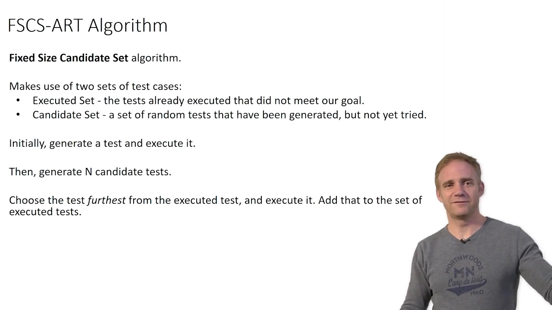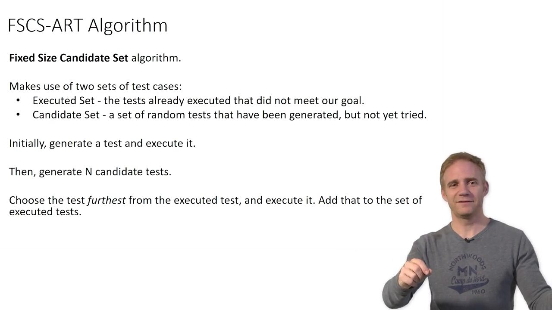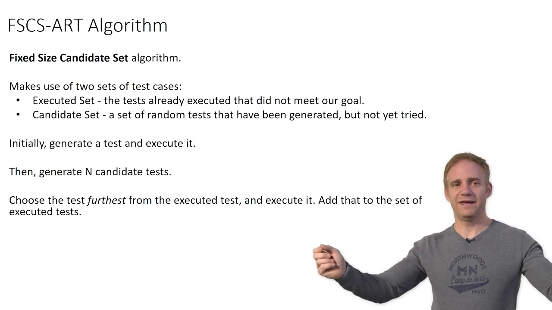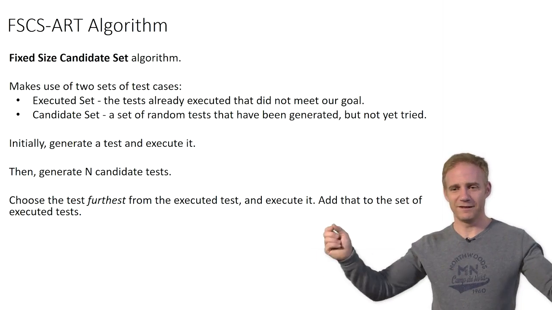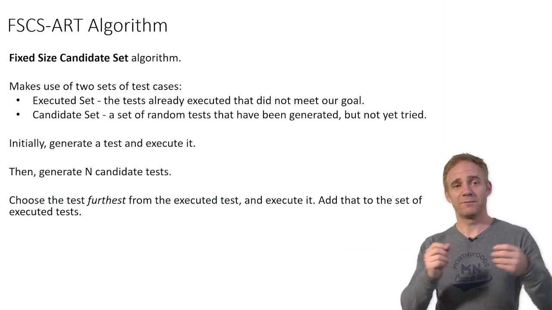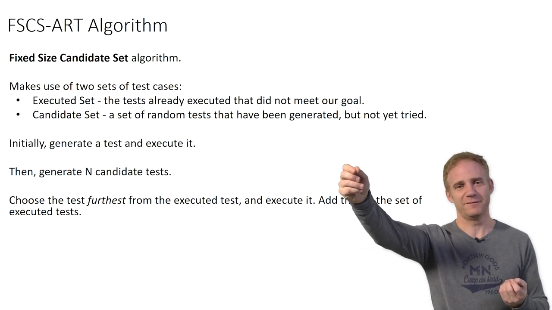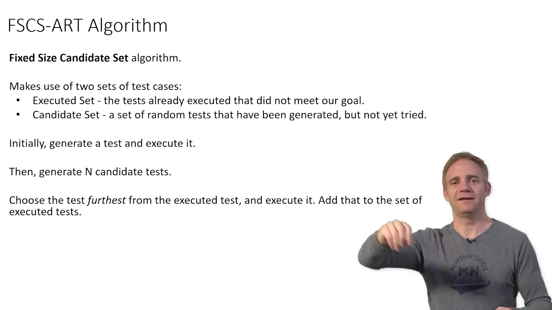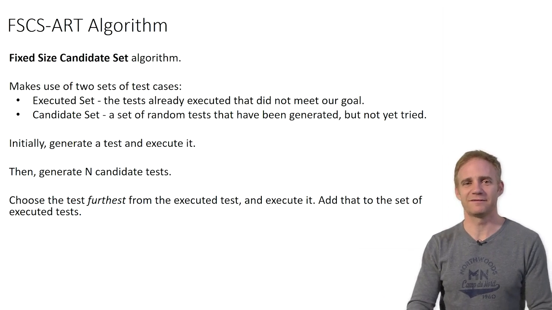So what we're going to do is generate a test and execute it, then generate n candidates. So just randomly as we would with the regular random approach. And we're going to choose the test furthest from the executed tests, execute that, and add it to the set of executed tests.